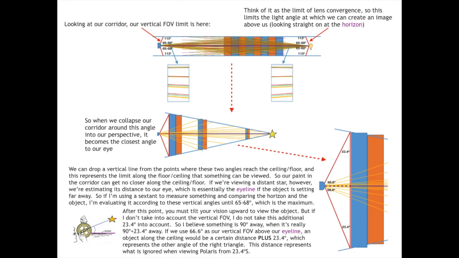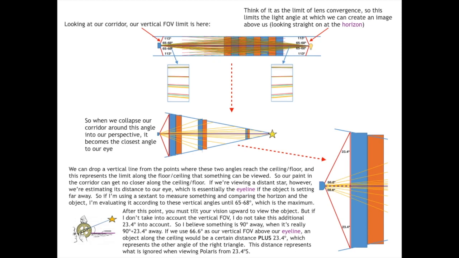So if I'm using a sextant to measure something and comparing the horizon and the object, I'm evaluating it according to these vertical angles until 65 to 68 degrees, which is a maximum. After this point, you must tilt your vision upward to view the object. But if I don't take into account the vertical field of view, I do not take this additional 23.4 into account. So I believe something is 90 degrees away when it's actually 90 plus 23.4 degrees away.